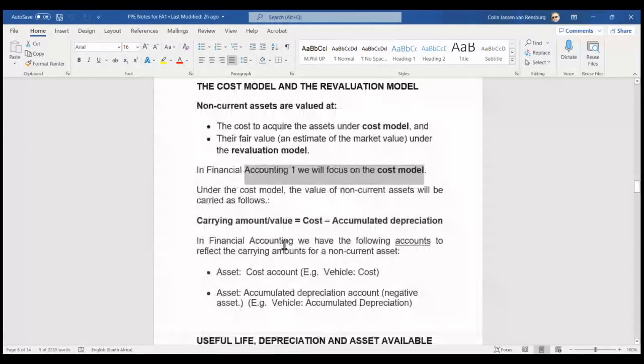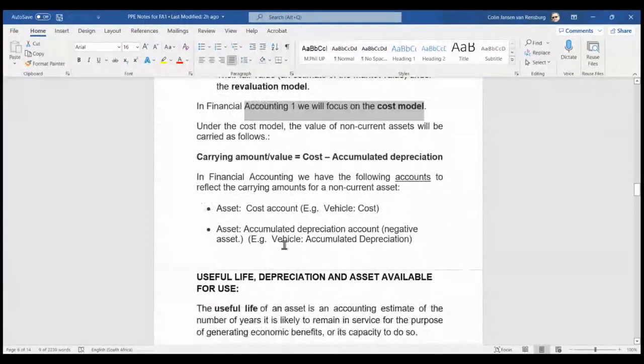Okay, ladies and gentlemen, we will see in financial accounting two, there are more than two accounts that we need for each kind of asset or each category of assets, but the third one we're only going to address in financial accounting three. I just want you to know that there are more. But in financial accounting two, for each category of asset, we'll need at least two general ledger accounts.